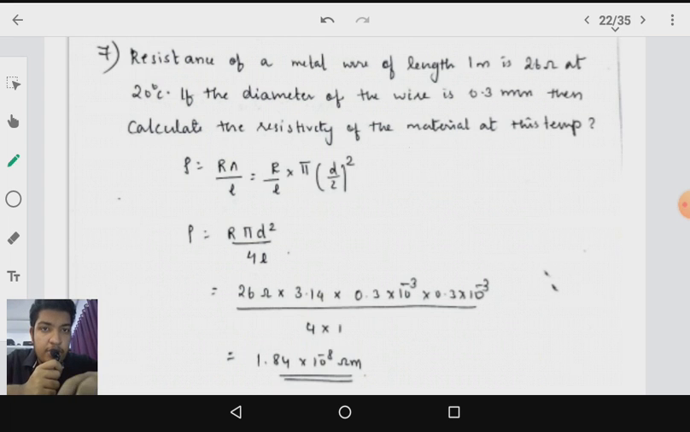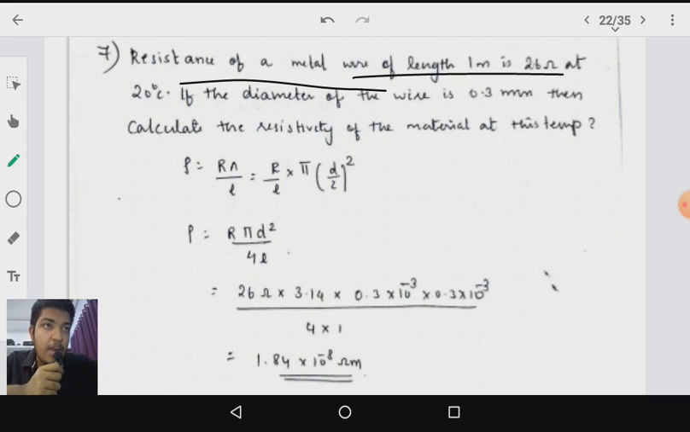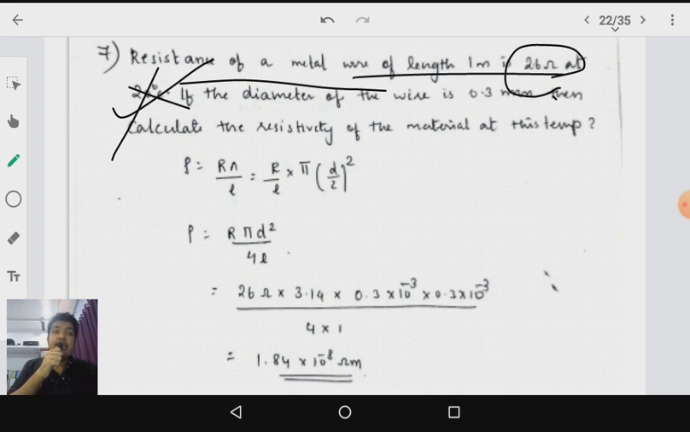Next one is a question related to resistivity. This is a very important question. Resistance of metal wire of length 1 meter is 2.6 ohm at 20 degrees Celsius. This is not required actually. If the diameter of the wire is 0.3 millimeter, then calculate the resistivity of the material at this temperature. So rho is equal to RA by L.